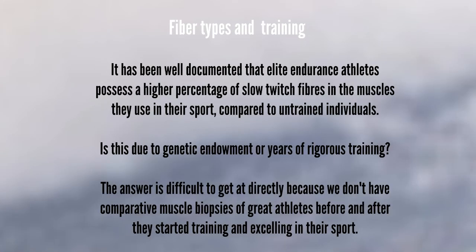Now, if you do heaps of endurance training, then your fiber types will adapt. Okay. So the question here is, if you are an elite endurance athlete and you do have a higher percentage of slow twitch fibers in your muscles compared to untrained athletes, is that completely due to genetic endowment, or is it the years of vigorous training? And of course, the answer is both.